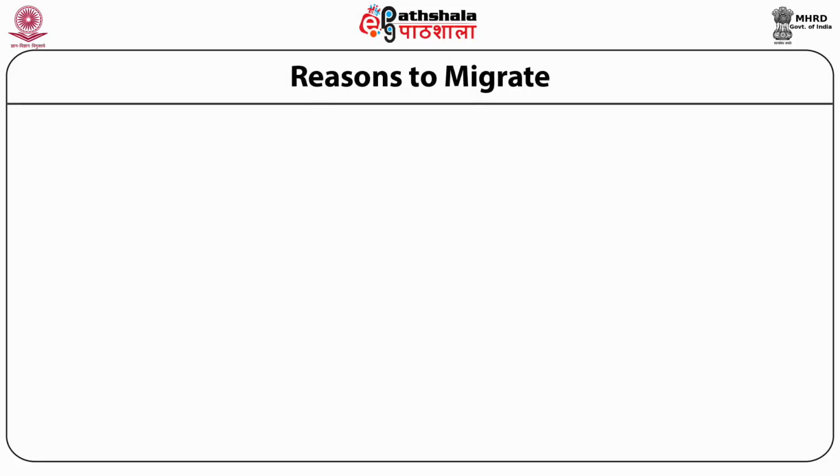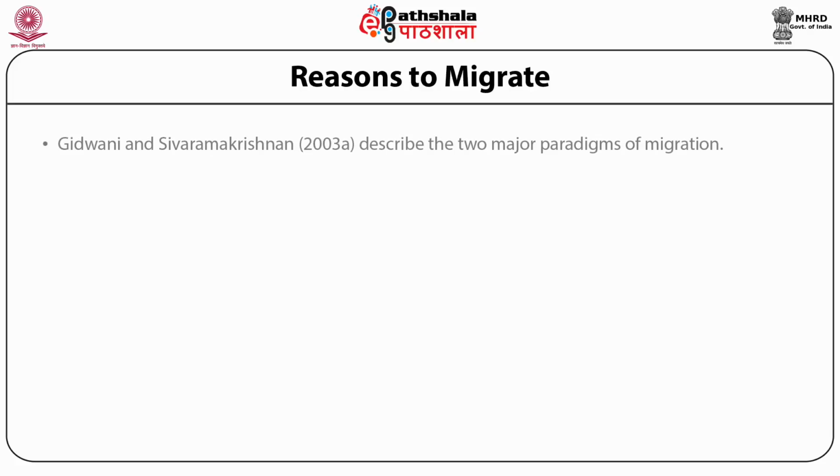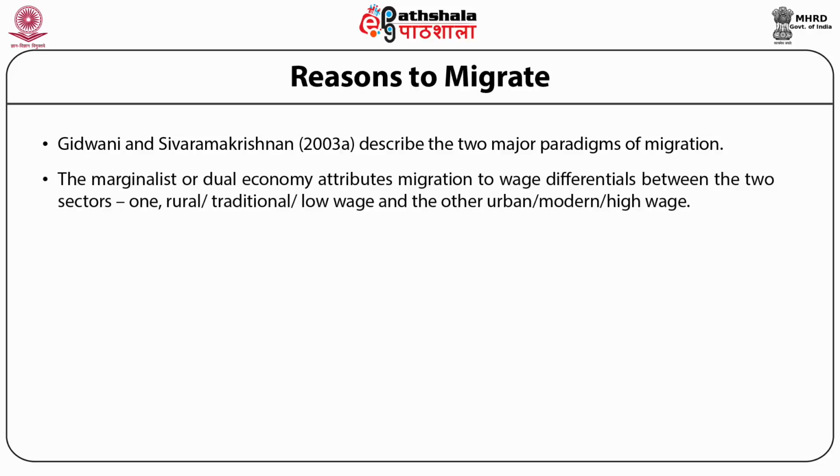So what are the reasons to migrate? Why do people migrate? What are the push and pull factors that instigate people to migrate? It is useful here to retreat and consider some of the factors that drive migration. Yudvani and Sivaramakrishnan describe two major paradigms of migration. The marginalist or dual economy model attributes migration to wage differentials between the two sectors: one, rural or traditional or low wage, and the other, urban or modern or high wage.